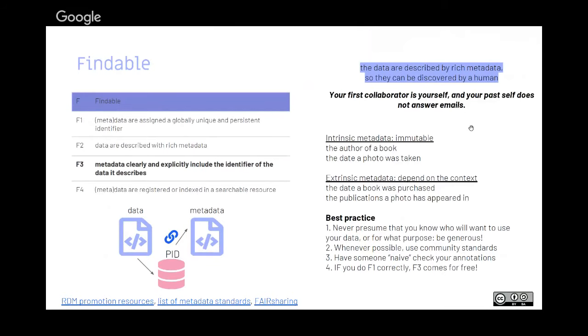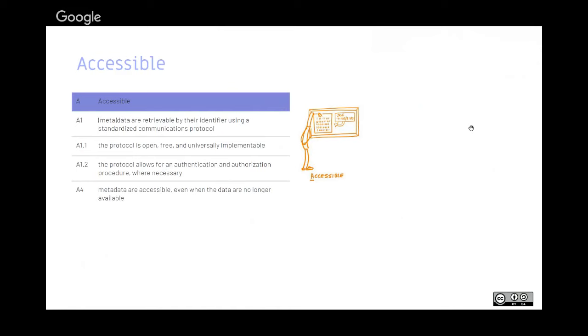Number 3, data and metadata need to be linked through a persistent identifier. But if you do F1, if you put your data into a data repository, if you do F1, F3 comes for free, you don't have to worry about that. So accessible, what does accessible mean?